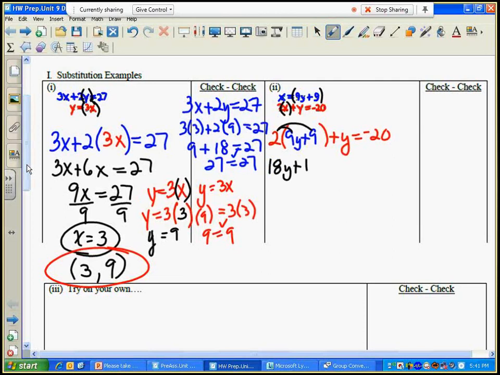18y plus 18 plus y equals negative 20. On this left side, we have 18y plus that other y. That's 1y. So when we add those two guys together, we get 19y.